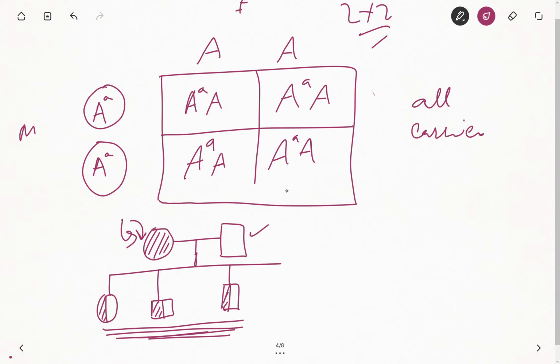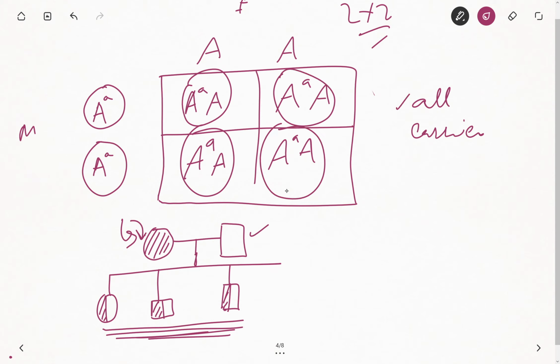So these are the possible combinations, and if you have a close look, all of them are carriers and there are no affected individuals. So they are all carriers, no affected.